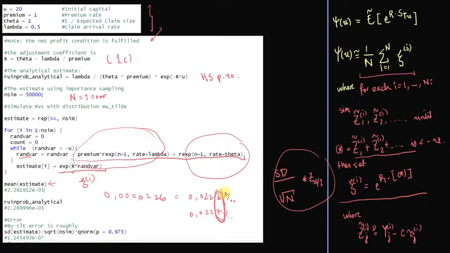I hope that wasn't too confusing for you guys. If the explanation was confusing, you can just try to go through the code on your own. And that was it. That was importance sampling using an exponential change of measure.